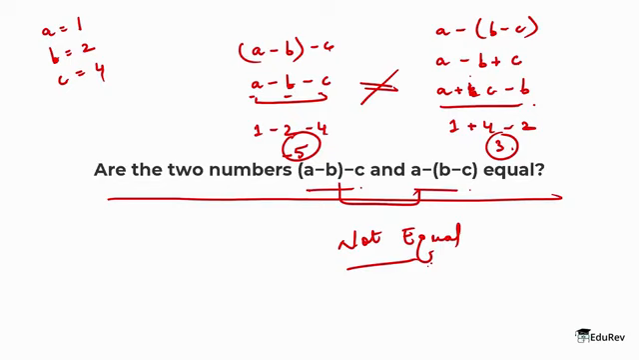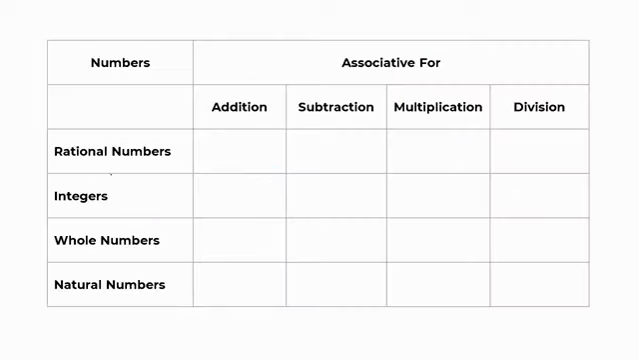So now as we have understood this, let's go and solve this table. Now for this table, let's see how things are actually working. So I would say that in case of all rational numbers, integers, whole numbers and natural numbers, addition in case of association is closed. In case of subtraction, it's not closed. Whereas in case of multiplication, everything is closed. Whereas in case of division, nothing is closed.